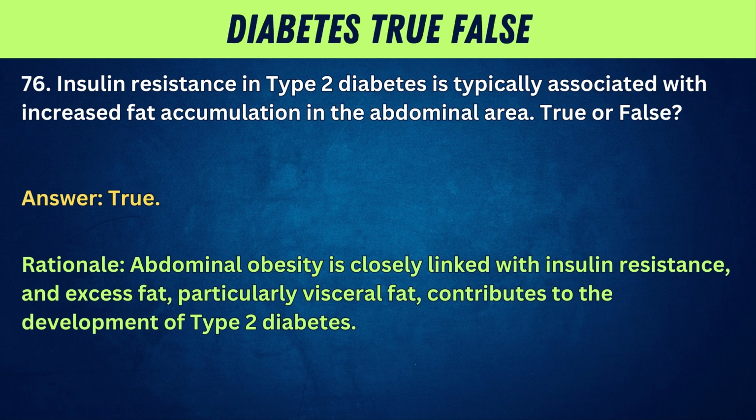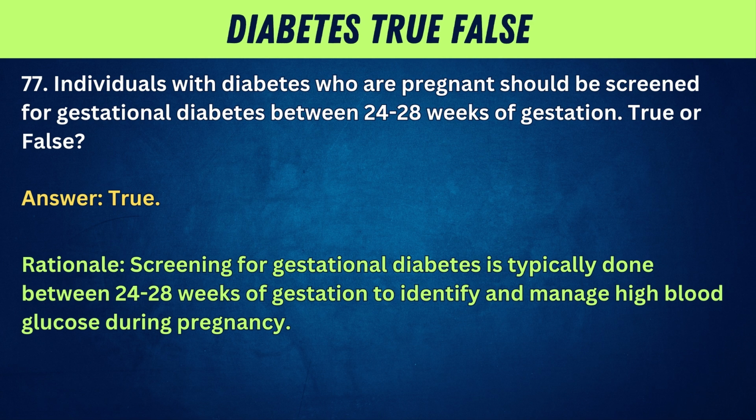77. Individuals with diabetes who are pregnant should be screened for gestational diabetes between 24 to 28 weeks of gestation. True or false? Answer: true. Rationale: screening for gestational diabetes is typically done between 24 to 28 weeks of gestation to identify and manage high blood glucose during pregnancy.